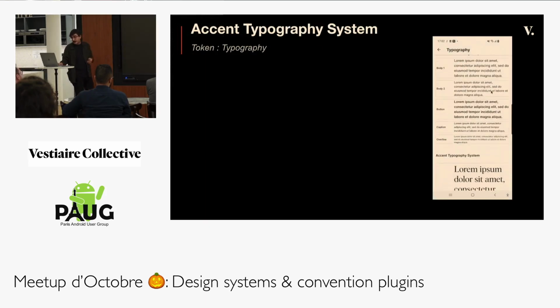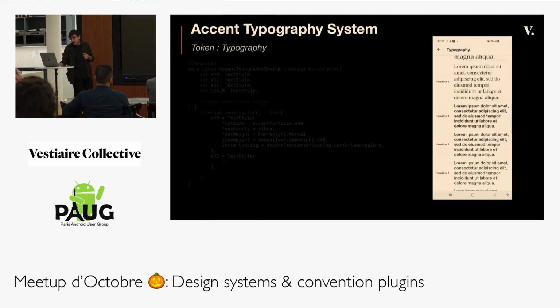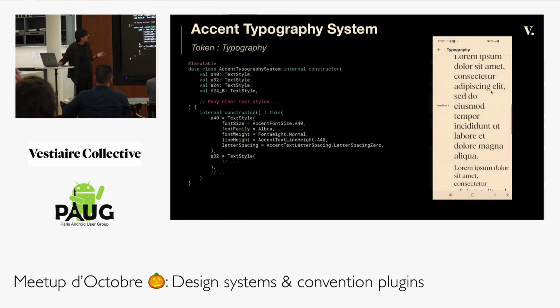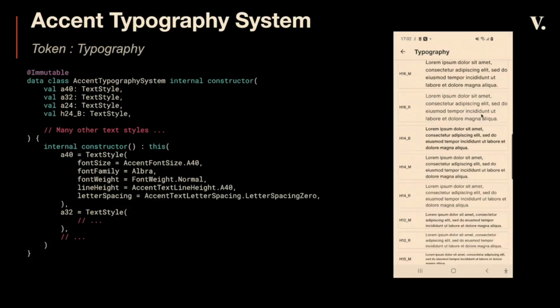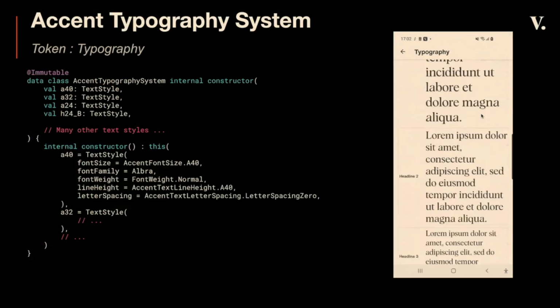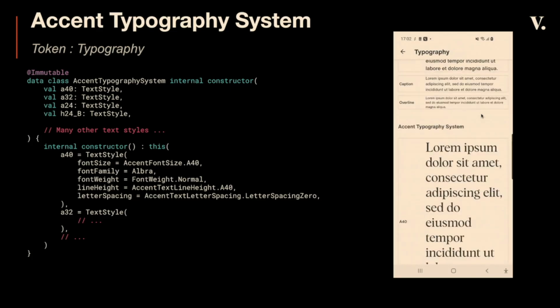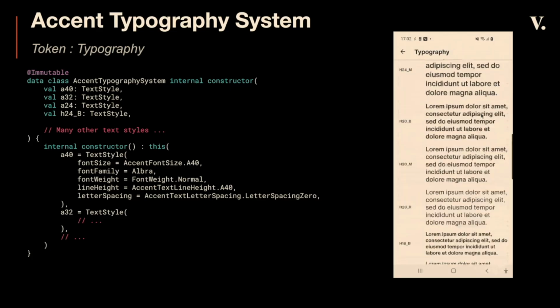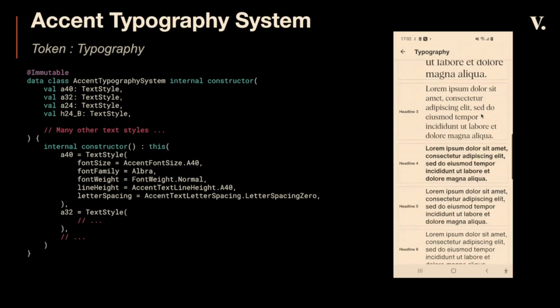So same here about the typography system. We can see it in the companion app. And accent typography system is also a data class wrapping all possible typography styles. So each typography style is defined as a text style that contains all the needed attributes in one shot. We can't override, and we need to use directly as such.